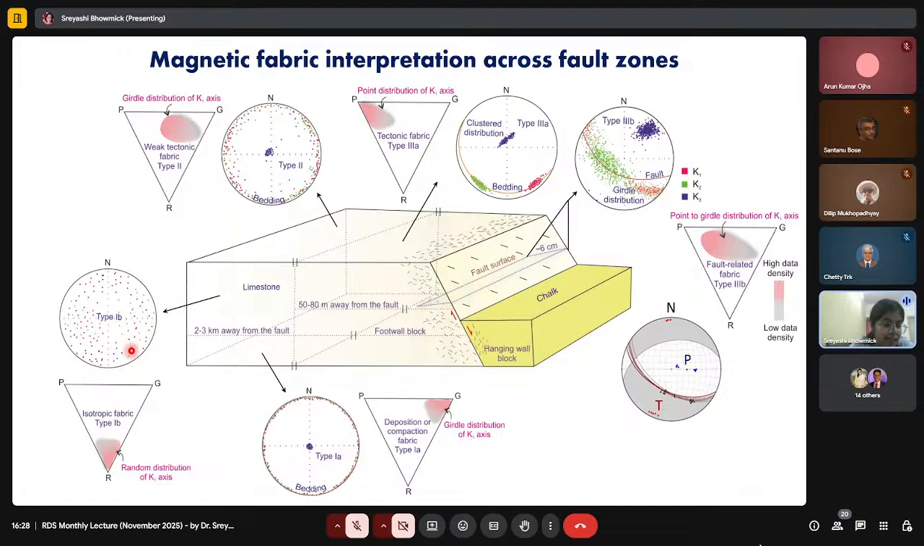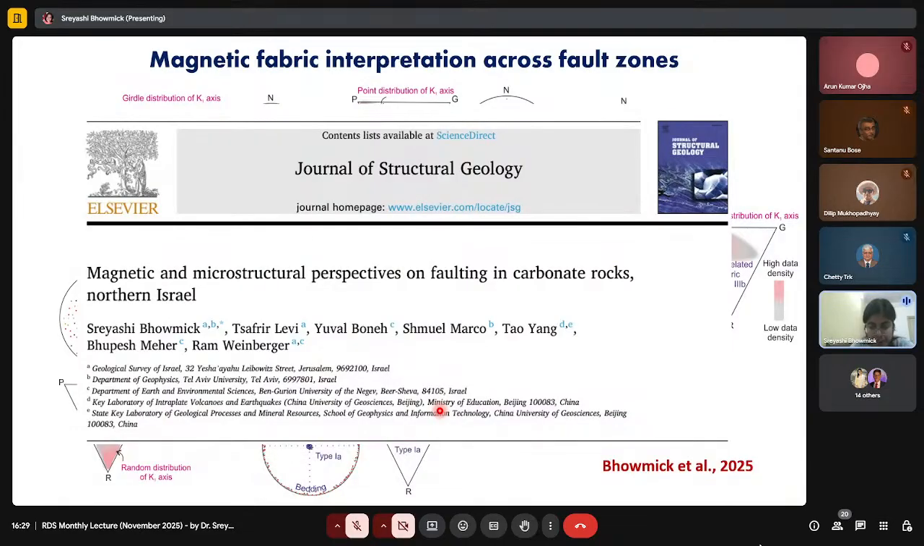So this is common in the case of undeformed rocks. And we also see the primary fabric of the host rock. So here, the K3 cluster is exactly vertical and forms a very tight cluster. And the K1, K2 axes form a girdle along the periphery, which is parallel to the bedding. So this represents the deposition or compaction fabric, which is basically the primary fabric of the rock. And in the PGR plot, we find a perfect girdle. So this whole work has been published in the Journal of Structural Geology.